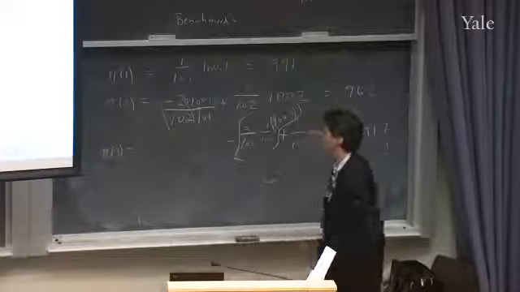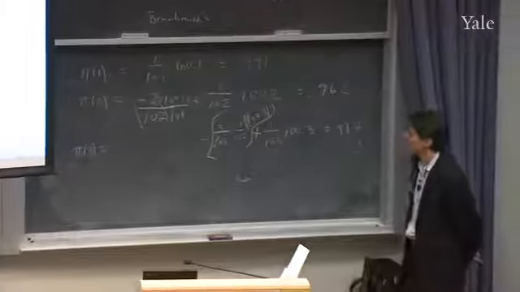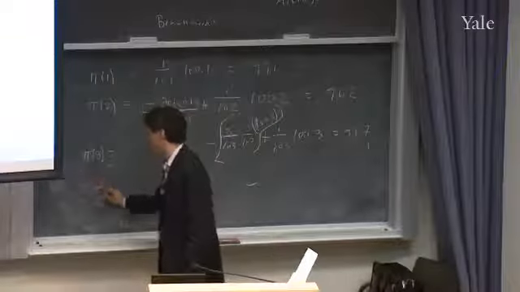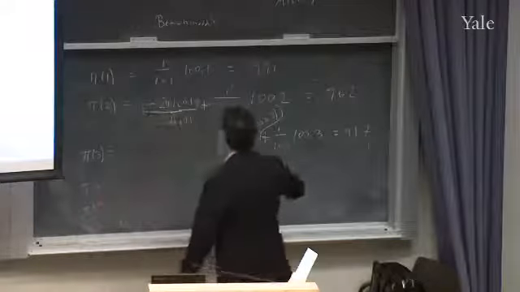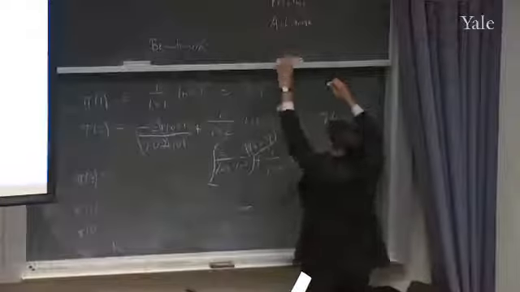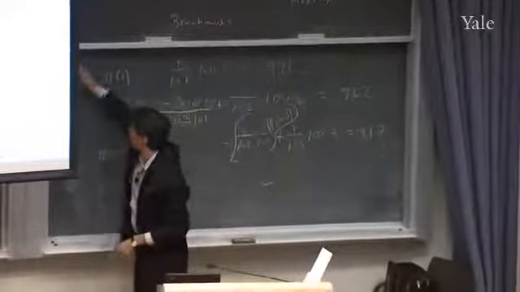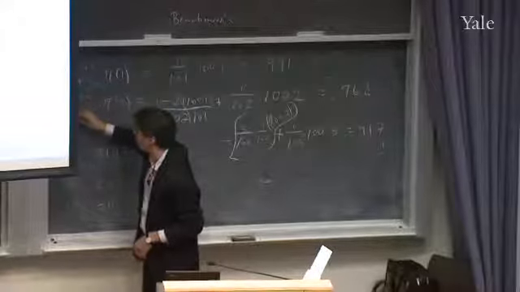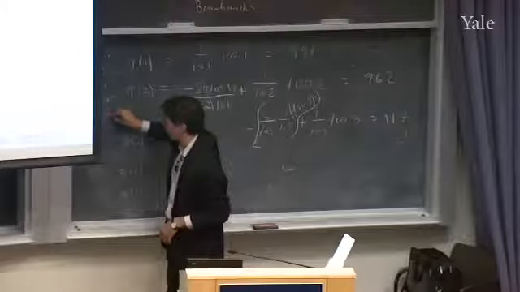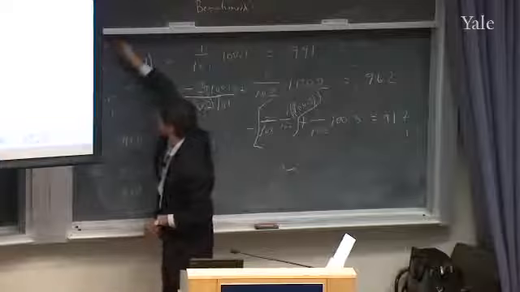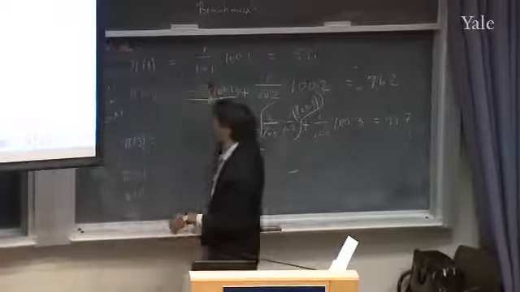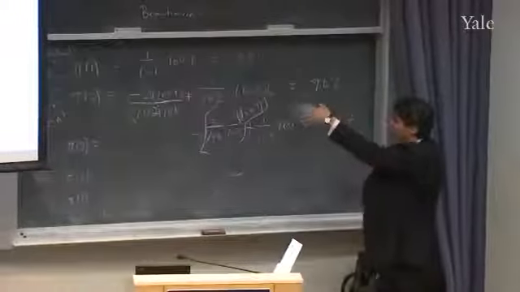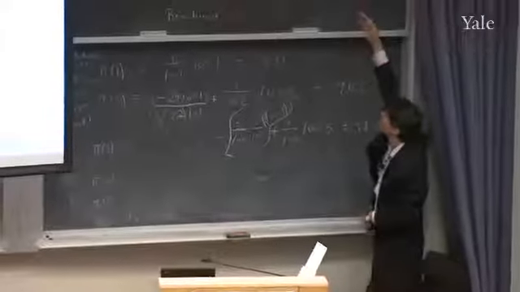You go backwards, and you say to yourself, what I want is pi 1, pi 2, pi 3, pi 4, and pi 5. These are the prices of zeros, prices of zero coupon bonds. That's what I want. I have the prices of the treasuries. And the way I'm figuring out the prices of the zero coupon bonds is by replication.